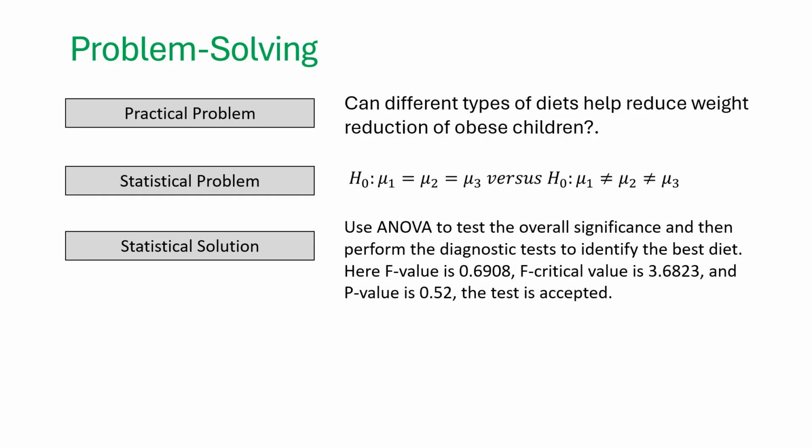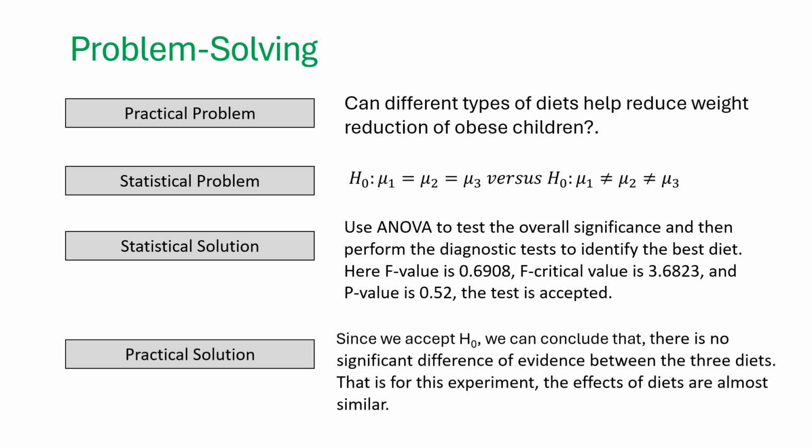So the F value is 0.6908 and the corresponding critical value is 3.682, and these two values are compared, and the p value is also shown here as 0.52, so the test is accepted. If p is less than 0.05, that's why generally most of the software does the job, you reject the hypothesis, but here it is too high, so the hypothesis is accepted.